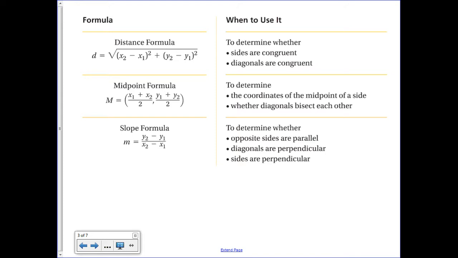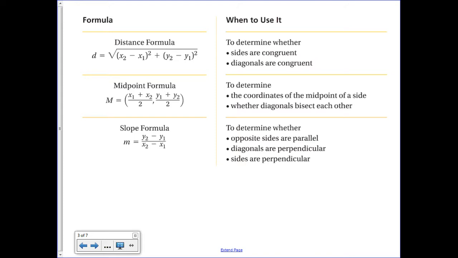Why would slope ever matter in the context of a shape like a parallelogram? Slope lets you determine if lines are parallel, because then they would have the same slope, or if lines are perpendicular, because then they would have opposite reciprocal slopes. So the when to use it guide on the right side of this slide is going to be really helpful. You just have to pick out what proof you want to use for the question at hand.